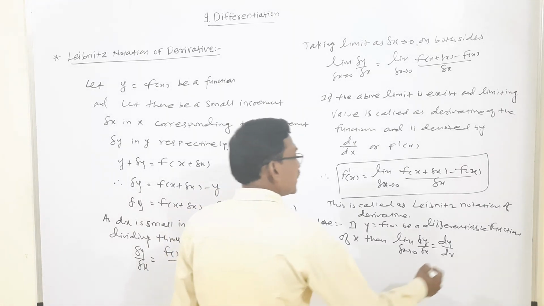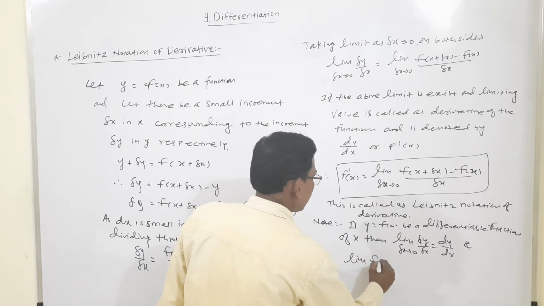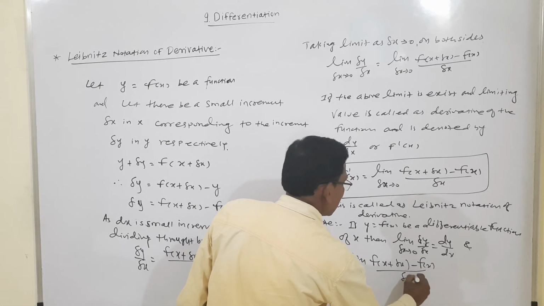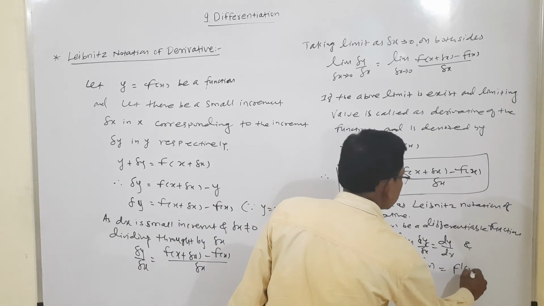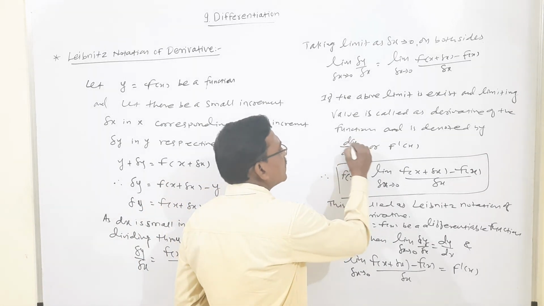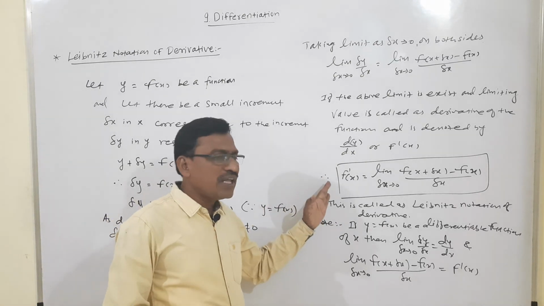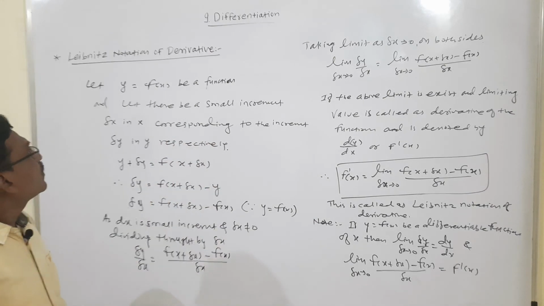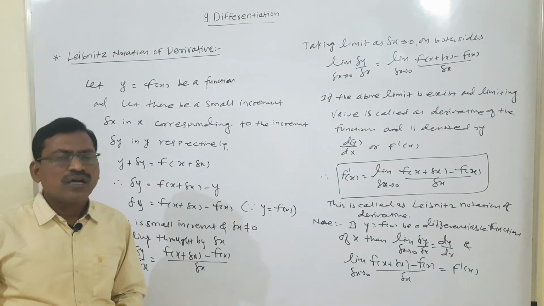And also this limit of f of x plus delta x minus f of x upon delta x, as delta x tends to 0, is equal to f dash x here. So f dash x means dy by dx, the derivative of y with respect to x. This is the Leibniz notation for derivative. So we will now take the right hand derivative.